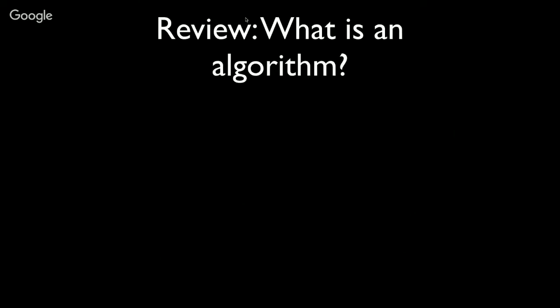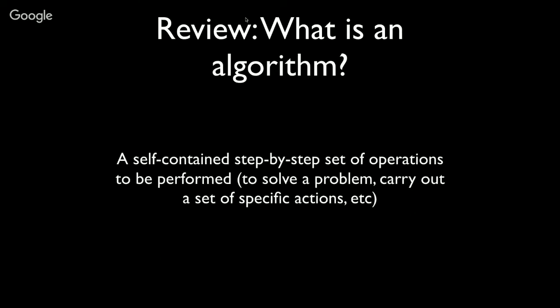We also talked about algorithms. An algorithm is a self-contained, step-by-step set of operations to be performed to solve a problem, carry out a set of actions, etc. It's sort of a recipe. It's just a sequence of things that should be done to get some end result, okay? We also talked about what a computer program is. What's the difference between, say, a computer program and an algorithm? Which one's potentially bigger? A program, right? A program can have lots of different algorithms.